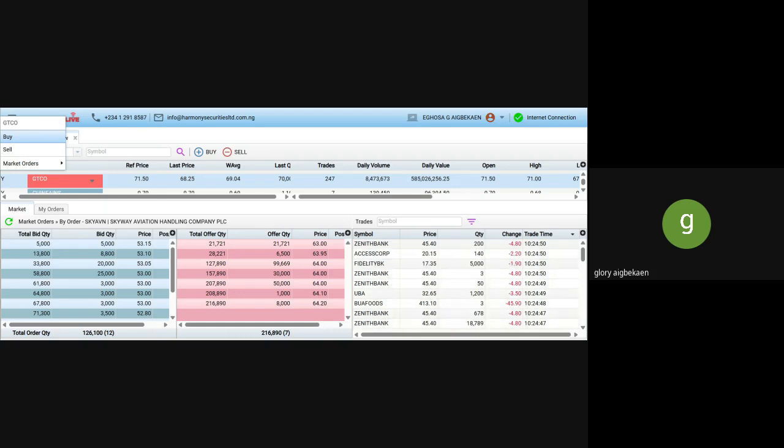When you are buying, please don't click on sell, because it will take you to the sell module. And when you execute that order, you are most likely going to sell what you have, if you initially have the stock. So always be conscious of what you are doing. If you are buying, it is buy you click on. If you are selling, it is sell you click on. So we are buying now, we'll click on buy.